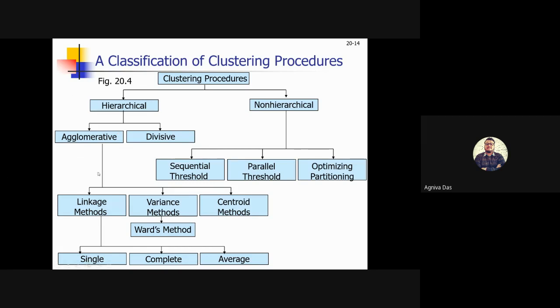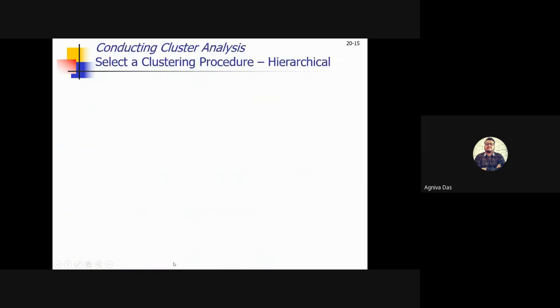Then among all agglomerative methods also there are so many methods, right? There are linkage methods, there are variance methods, there are centroid methods. Even among the variance methods, there is also Ward's method, right? And among the linkage methods, there is either single linkage, complete linkage, or average linkage. Single linkage means you are looking at the shortest distance between two clusters, right? In case of average linkage, you are only looking at the distance between the two centroids. And in complete linkage, you are looking at the largest distance between two clusters.